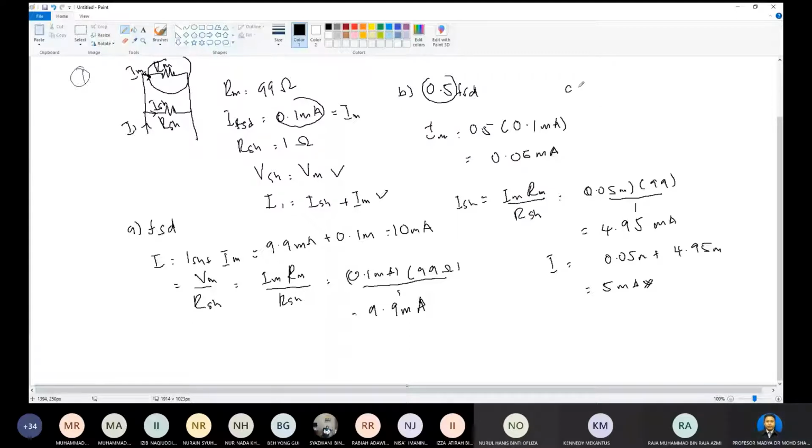Alright, so for C, it is 0.25. That means 25% of the full scale deflection, 25% of the 0.1 milliampere.